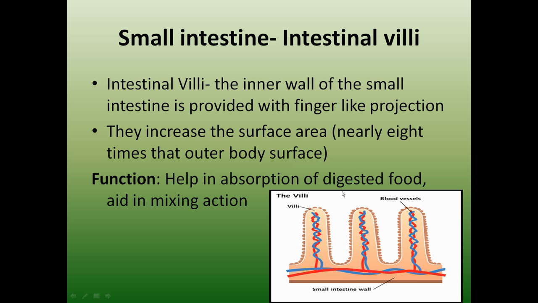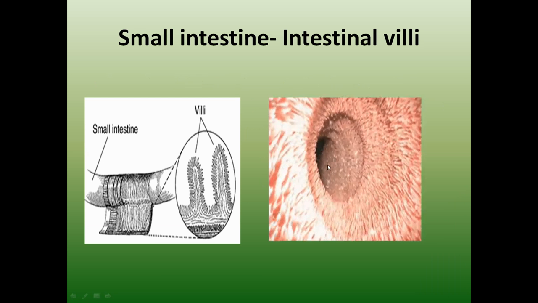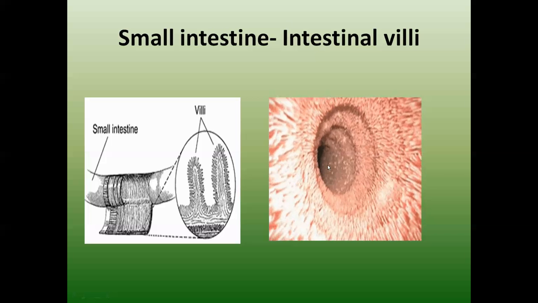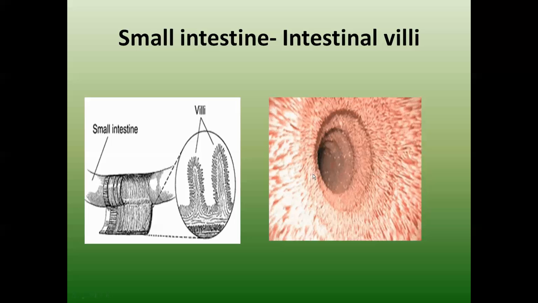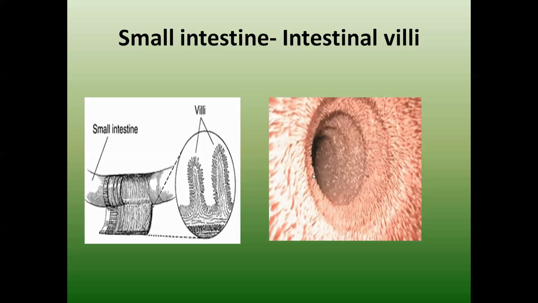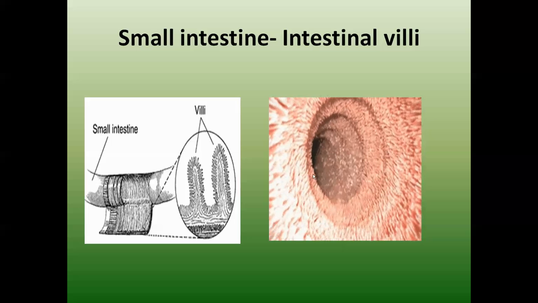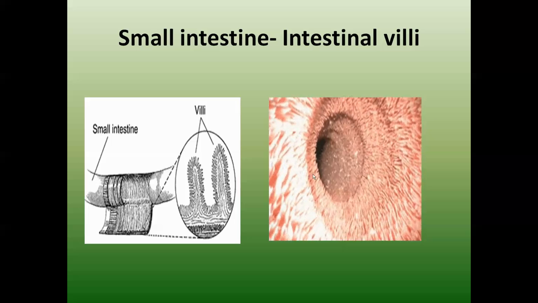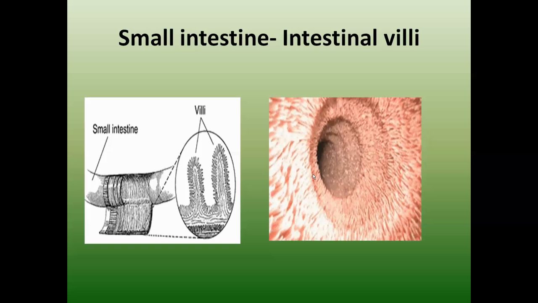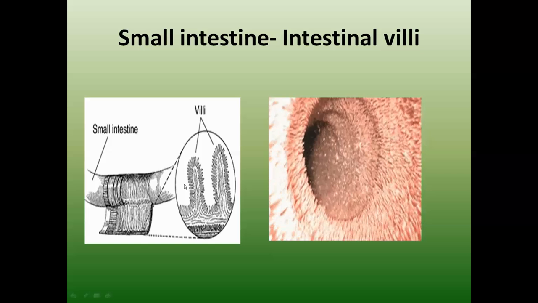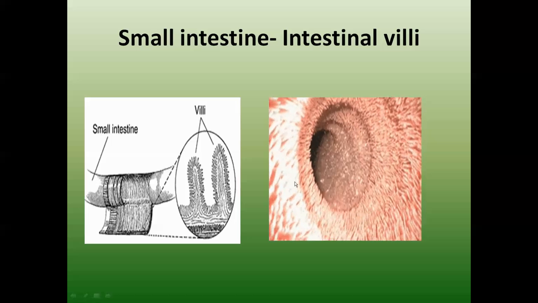Now we will look into the interior section of the small intestine, and you will find beautiful finger-like projections, and these projections are referred to as villi. These villi are meant to increase the surface area of the small intestine, and ultimately this will lead to maximum absorption of food, and these villi also aid in mixing of food with digestive juices so that digestion can occur in a proper manner. This is the section from where you can see these finger-like projections, the villi. I hope this part is clear to you.